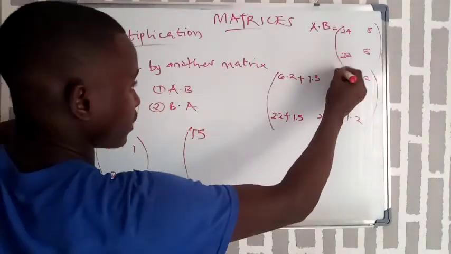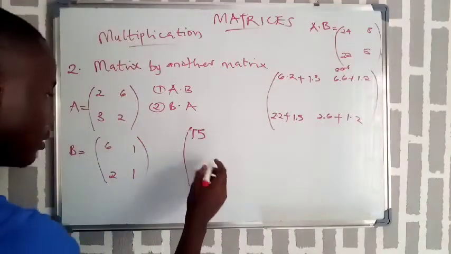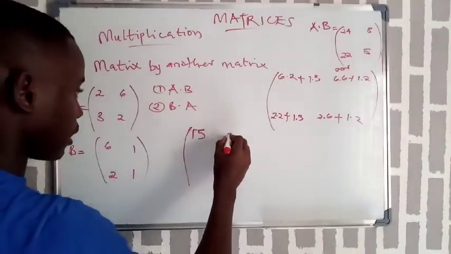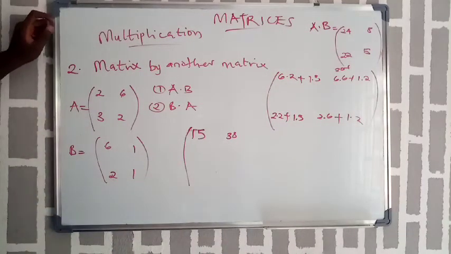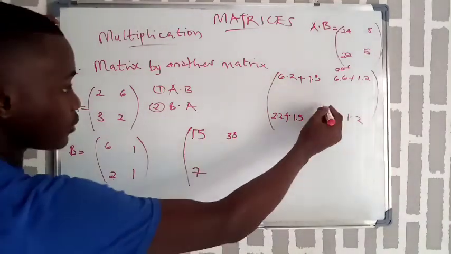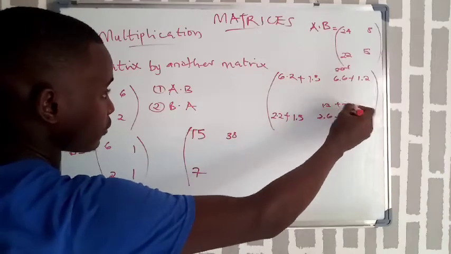6 times 6 is 36 plus 2. That's 38. This is 4 plus 3. That's 7. This is 12 plus 2. That's 14.